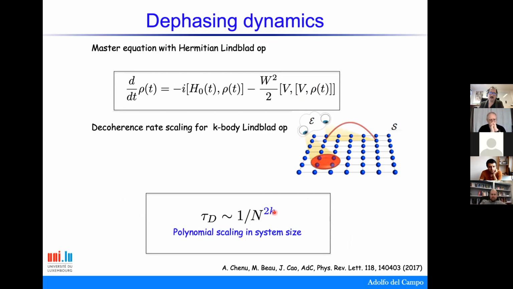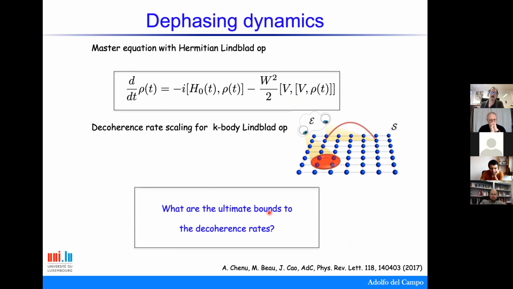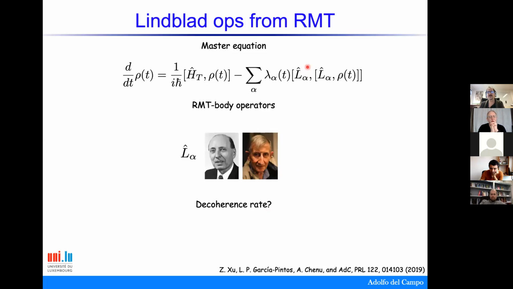Is this all there is? Can one get something beyond this? This is the question we ask: what are the ultimate bounds on the decoherence time? How fast, how crazy can one get in this decay of coherences of the density matrix? For that, we assume that these are random operators, sampled from a given ensemble, in particular the Gaussian unitary ensemble or the Gaussian orthogonal ensemble.